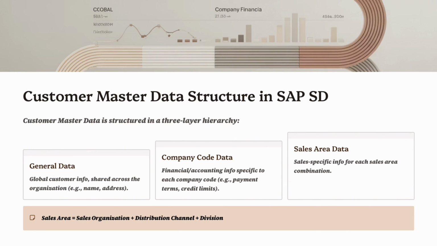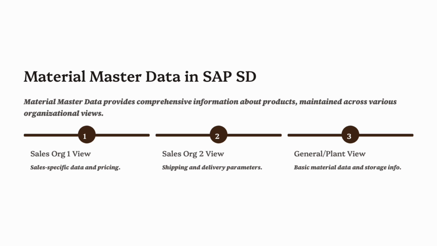So, whenever you create a sales order, SAP reads customer details from all three levels: general, company code, and sales area, to build the full customer profile.